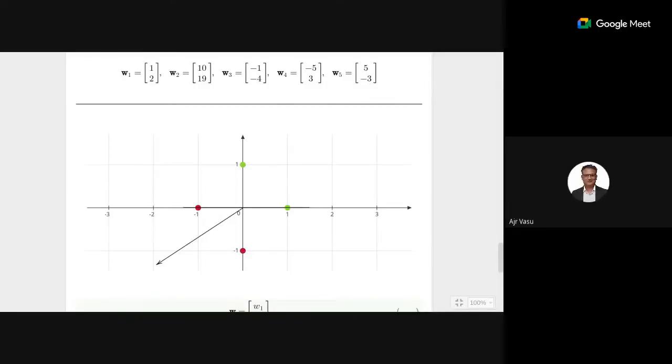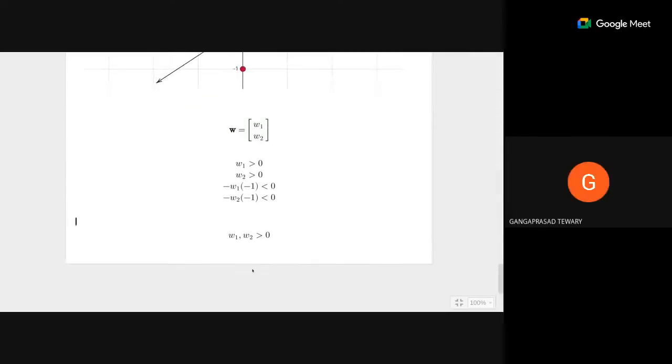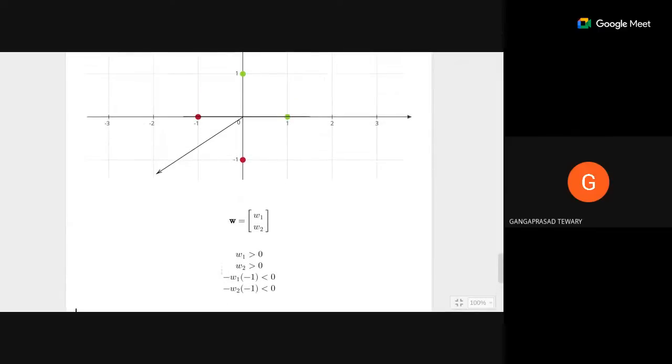Okay, so any other questions? I was just asking a conceptual question. Whatever W I take, it will pass through origin, right? So can I say that my decision boundary will always pass through origin? Because I had seen this kind of question in one of the activity questions. Does it mean my decision boundary will always pass through origin? For our course, it will always pass through the origin.